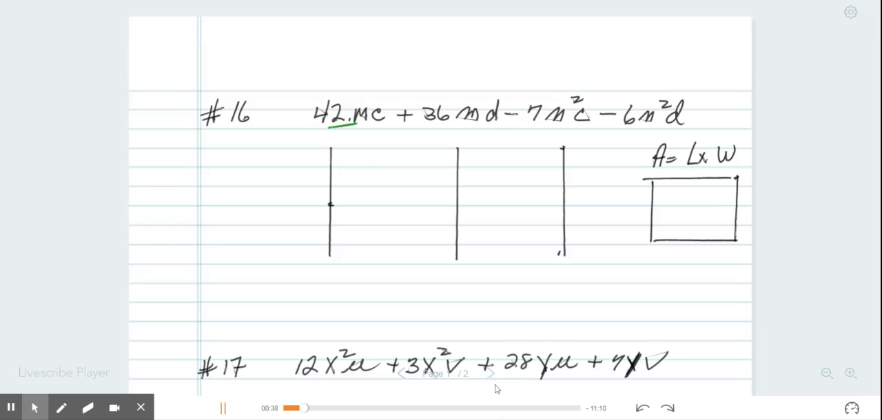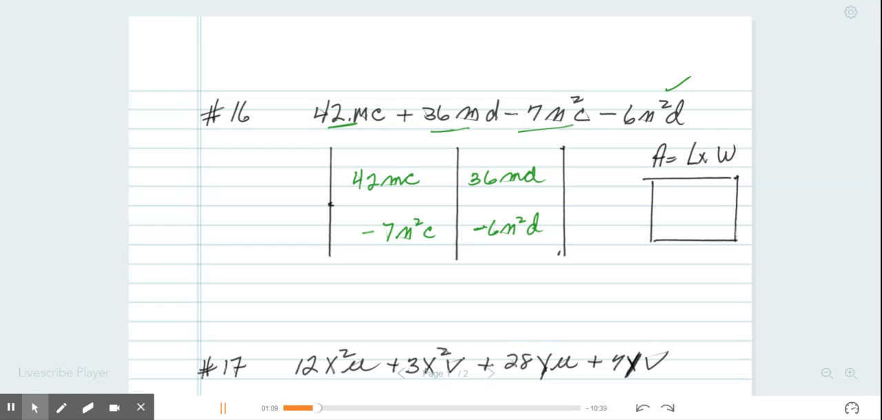I start out with this first term. I put it in this box here, 42MC. Take the second term, I put it in the second box, 36MD. This next term, I put it in the box right here, minus 7N squared C. And then this last term, I put it in this last box, minus 6N squared D. Minus signs always give us difficulties, so we'll see if we can get through this.